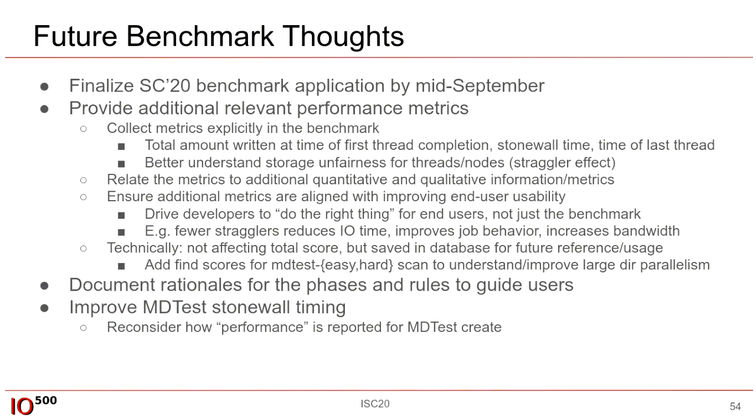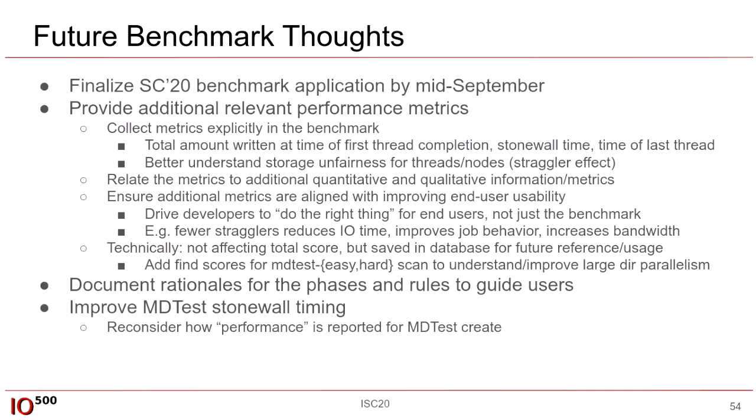submit results. Some of the things that we're looking at, it's important to know we're not going to do anything that affects the current calculation of the score. But there had been a bunch of discussions in the Slack channel about whether we can collect some additional metrics, for instance, to monitor stragglers during the IO phases, because of the stone wall, to see how imbalanced the file system is, or at least the test run.